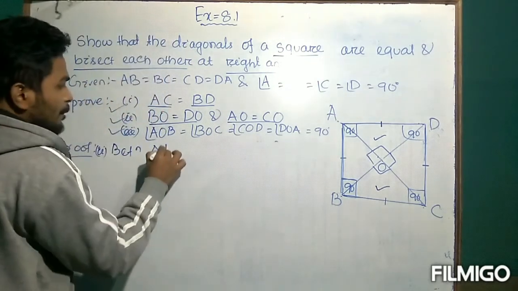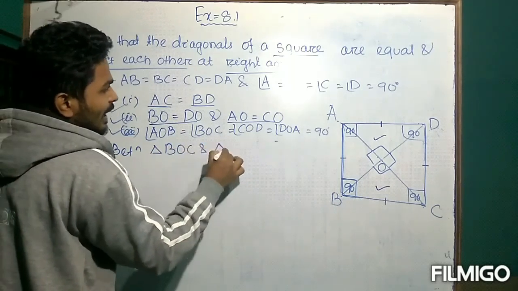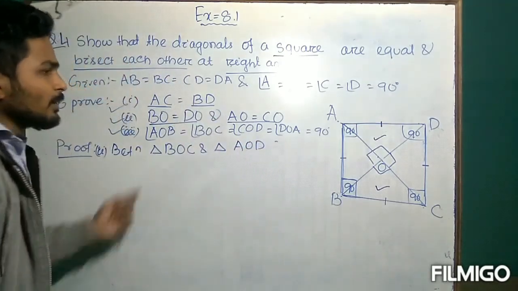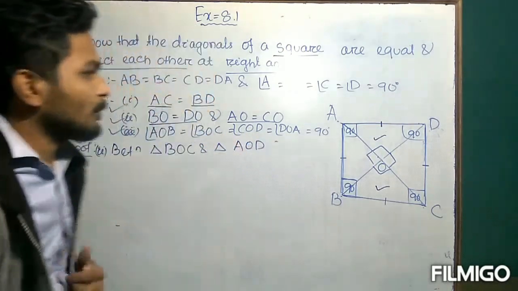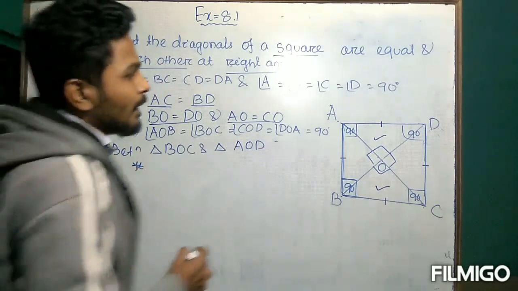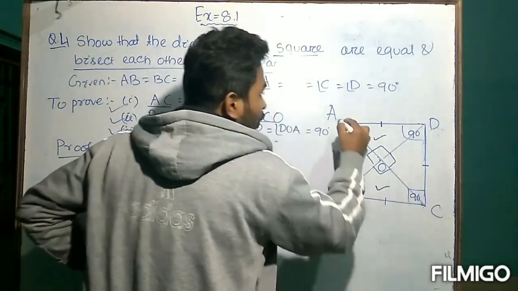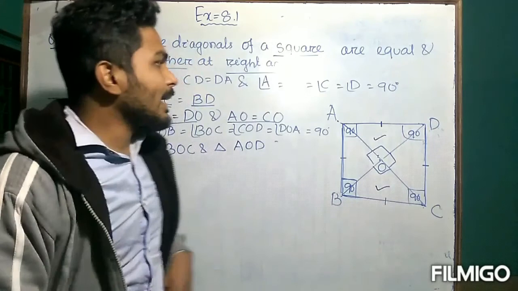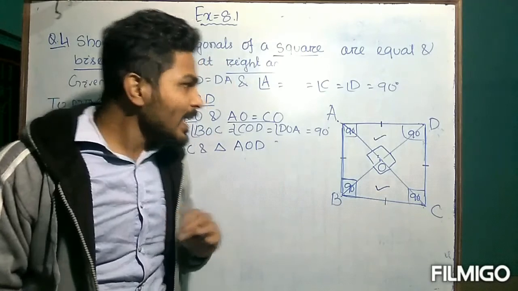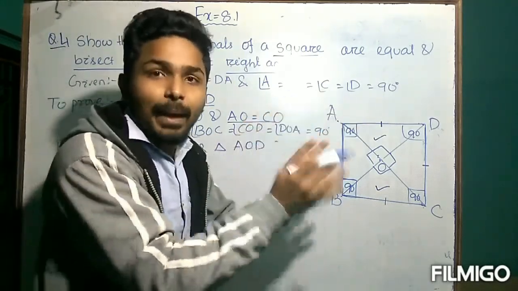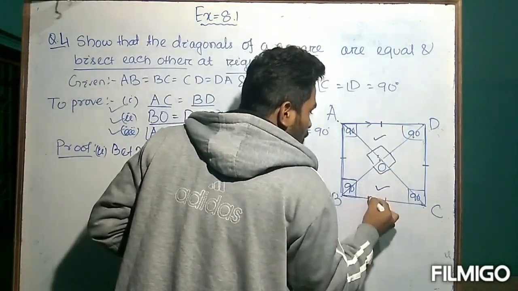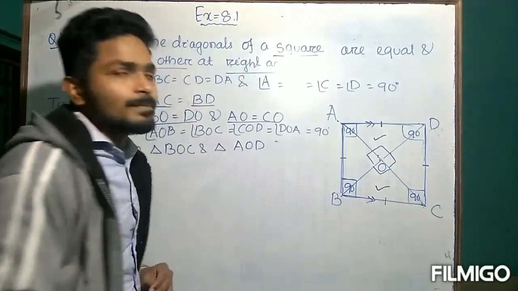So between triangle BOC and triangle AOD, between these two triangles we have to write. So here the first statement is for the triangle BOC and for the triangle AOD. See, already we know AD and BC are two parallel lines. Why? Because it is a square. A square is also a parallelogram. Yes or no? Yes. So we can say that the pair of opposite sides are parallel.